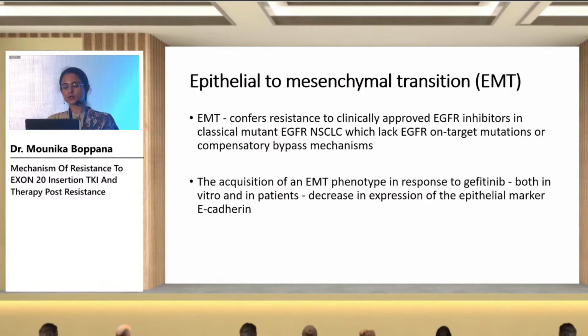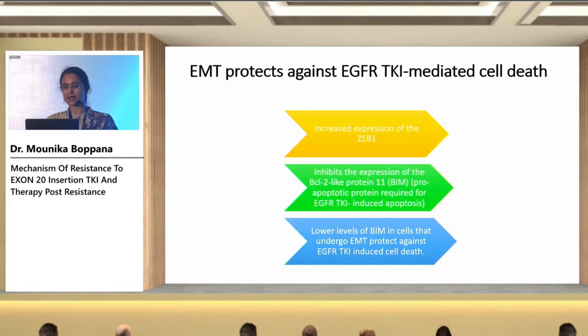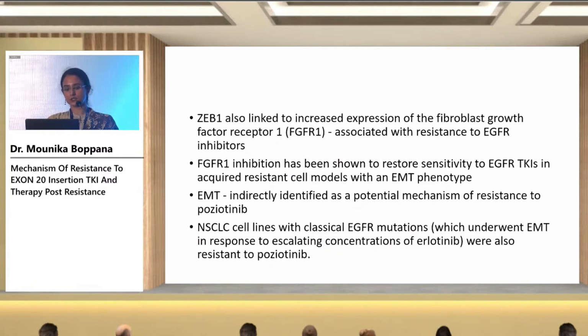So this acquisition of an EMT phenotype is seen in response to gefitinib both in vitro as well as in patients. Basically, it leads to a decrease in the expression of the epithelial marker E-cadherin. That causes an increased expression of ZEB1, which inhibits the expression of BCL2-like protein 11, or BIM. BIM is basically a pro-apoptotic protein that's required for EGFR TKI-induced apoptosis. So downregulation of BIM will lower the level, and that makes the cell undergo EMT, which protects against EGFR TKI-induced cell death.